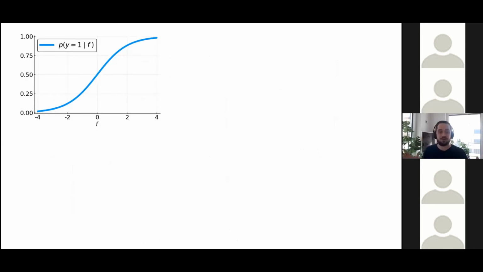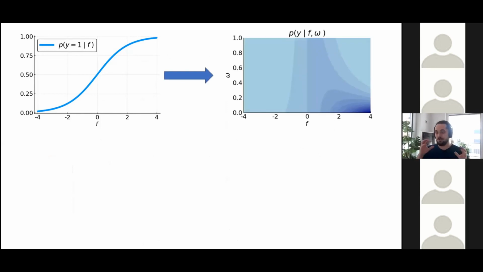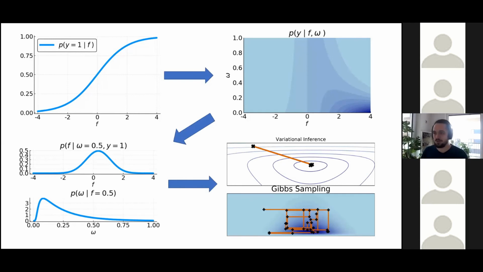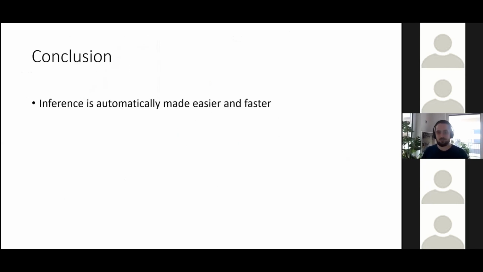So just to summarize, we start with the likelihood, and we start to consider it as a different representation by using an augmented variable, and we saw how we can do this in an automatic way. We can find the full conditionals given this new augmented model, and then we can apply our favorite inference schemes. So by just augmenting our model with new variables, we made the inference easier and much faster.